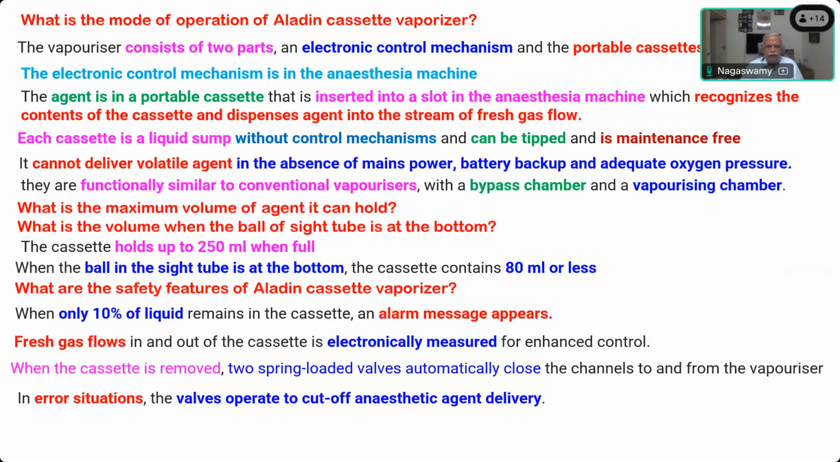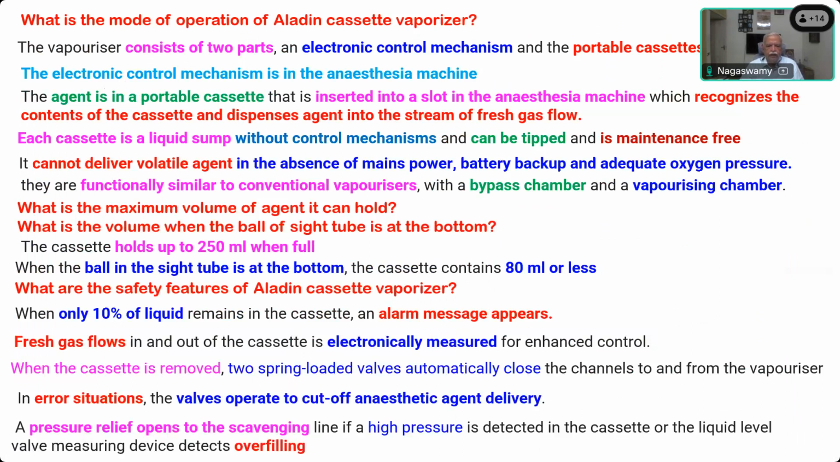In error situation, the valves operate to cut off anesthetic agent delivery. A pressure relief valve opens to the scavenging line if a high pressure is detected in the cassette, or if the liquid level valve measuring device detects overfilling. Okay, so these are all the safety features.